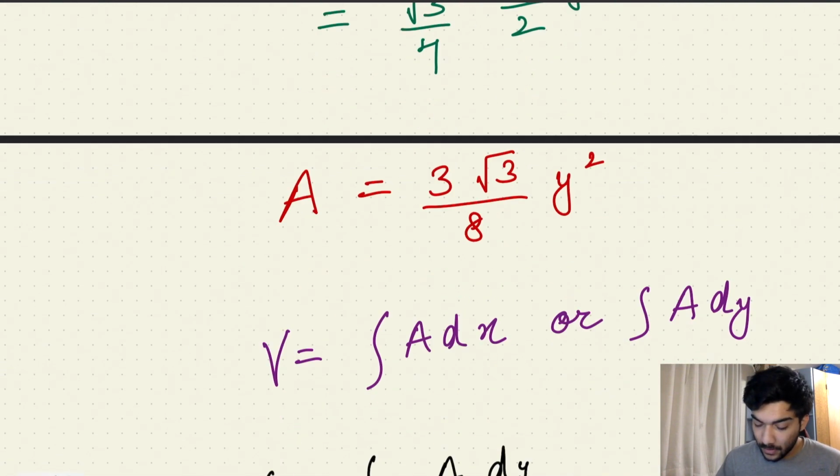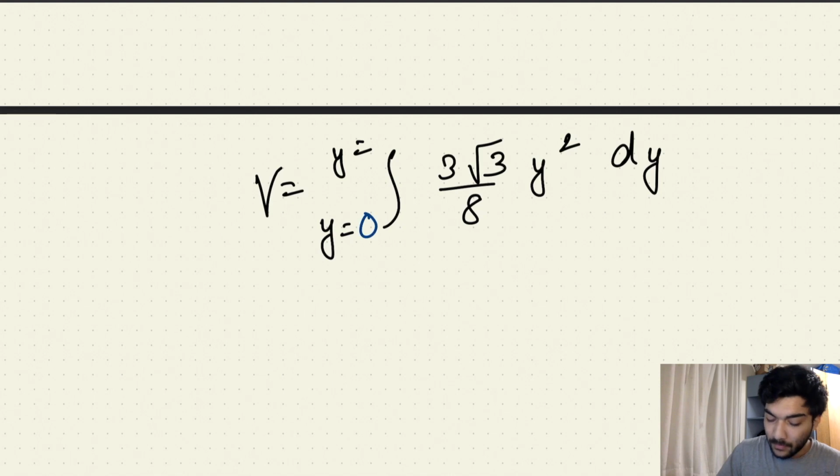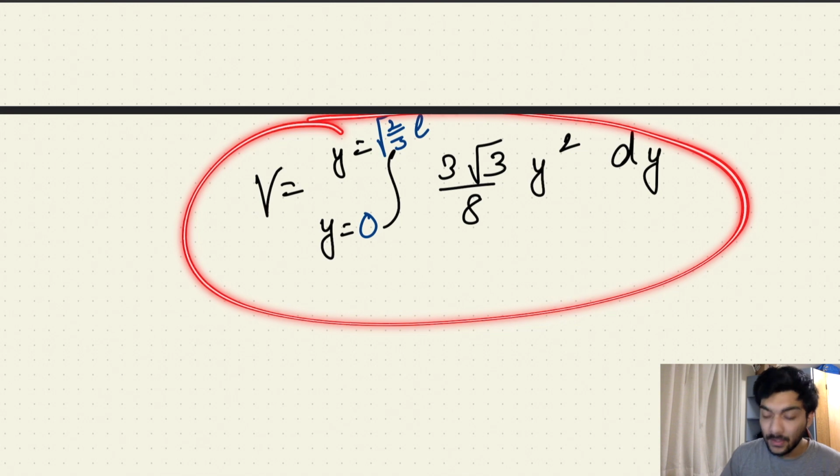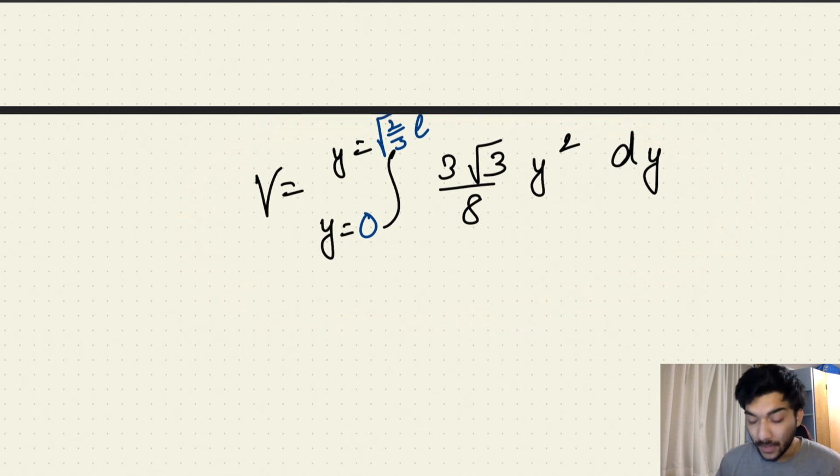So now you know that your lower y value is y equals 0, and your upper y value is root 2 by 3 times L in this case. And now this is your final definite integral, and if you solve this definite integral, you will be able to calculate the volume of your tetrahedron formed in this question.